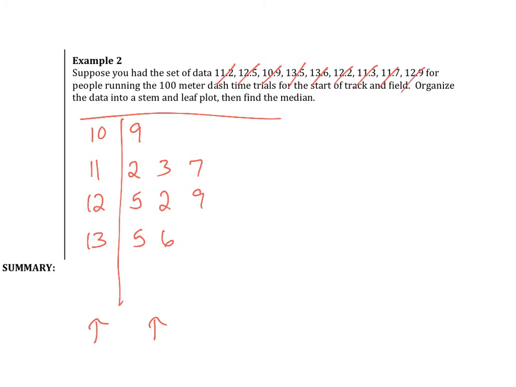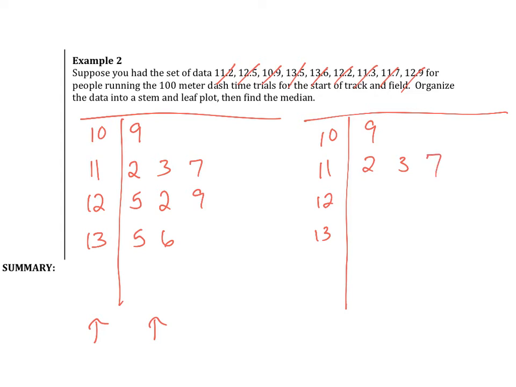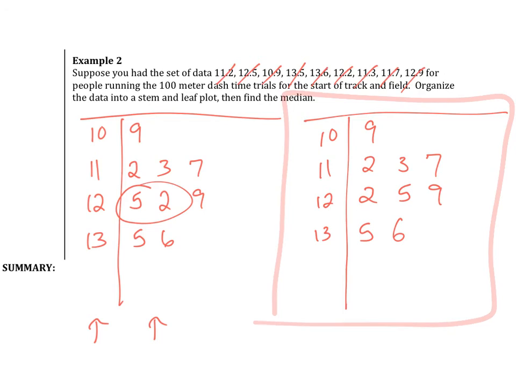Now let's put them in order. So we're going to do the final draft over here. So still 10, 11, 12, 13, and put them in order. So we have 10.9, 11.2, 3, 7. Now this would be 12.2, 5, 9. So notice I had to switch the order around. And 13 would be 13.5 and 13.6. So we have our final answer over here.